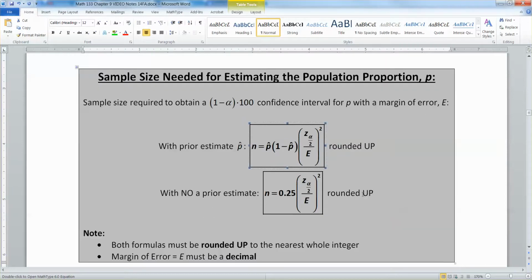Now notice both of these formulas must be rounded up. You have to round up. You can't poll 0.3 of a person. And you have to round it up because if you go any lower, you won't have the margin of error or the confidence level you were looking for. And the margin of error for these ones is a decimal always, because this is for proportions. It will always be a decimal value.